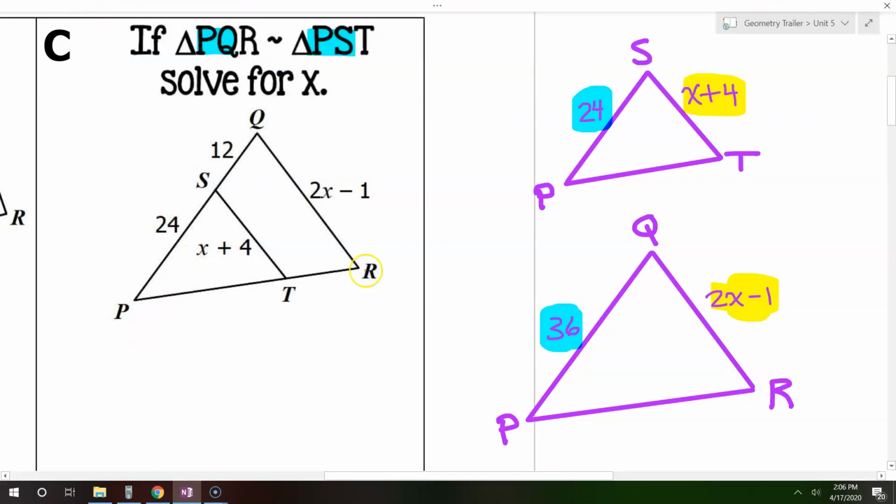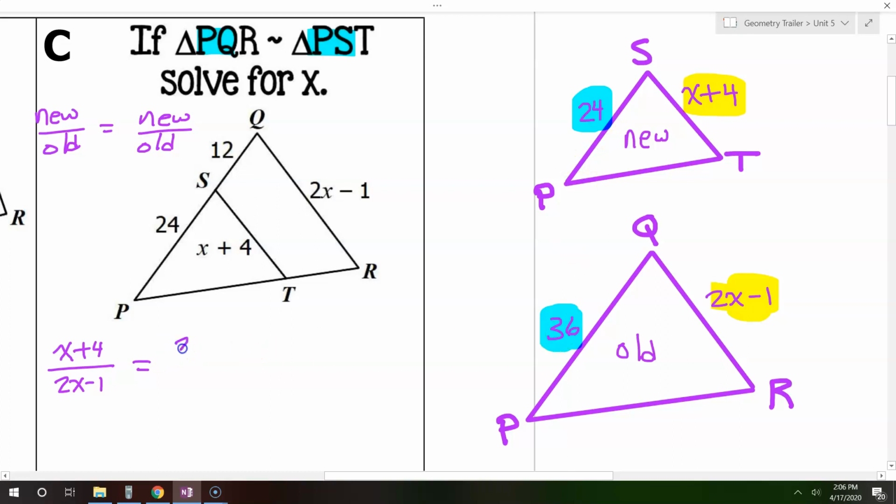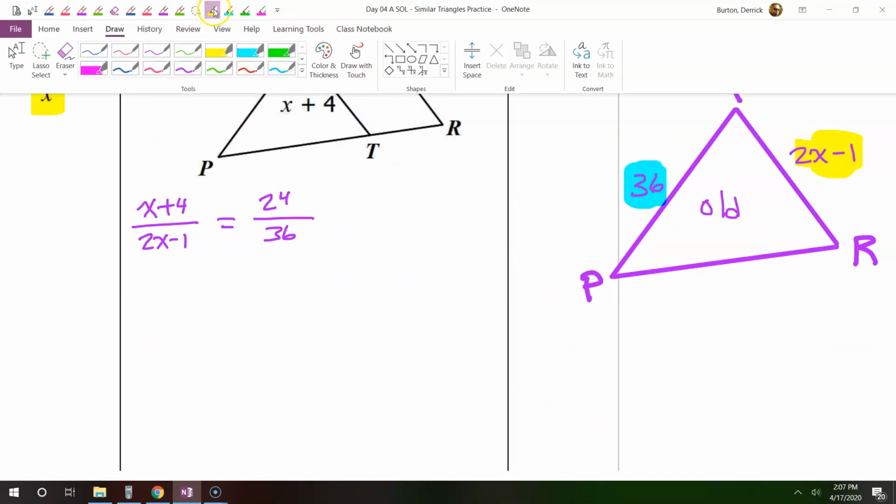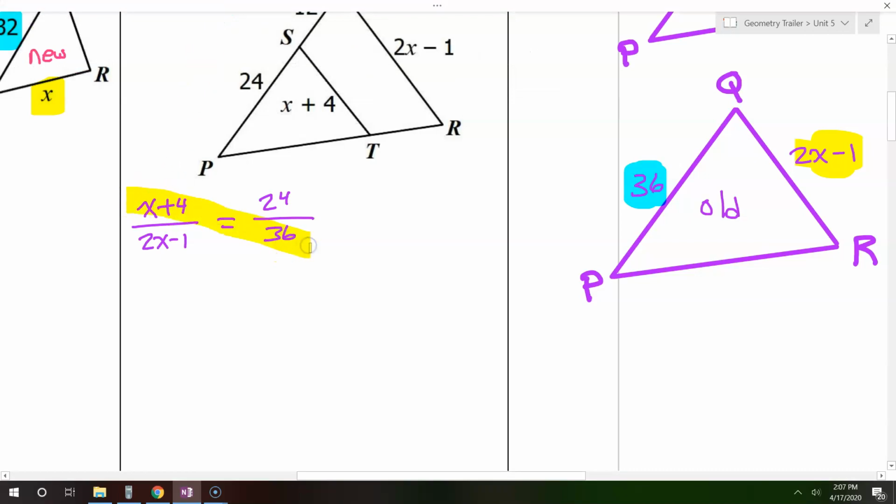So I'm going to call this one new, and I'm going to call this one old. So now I'm going to set up my equation in the form new over old equals new over old. Starting with the yellows, new over old would be x plus 4 over 2x minus 1. Now the blues, new over old will be 24 over 36. So, time to multiply. We're going to cross multiply.